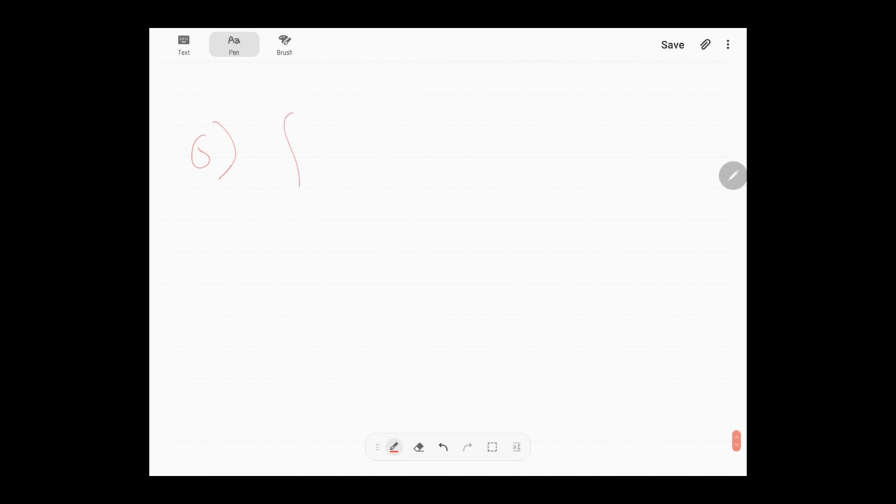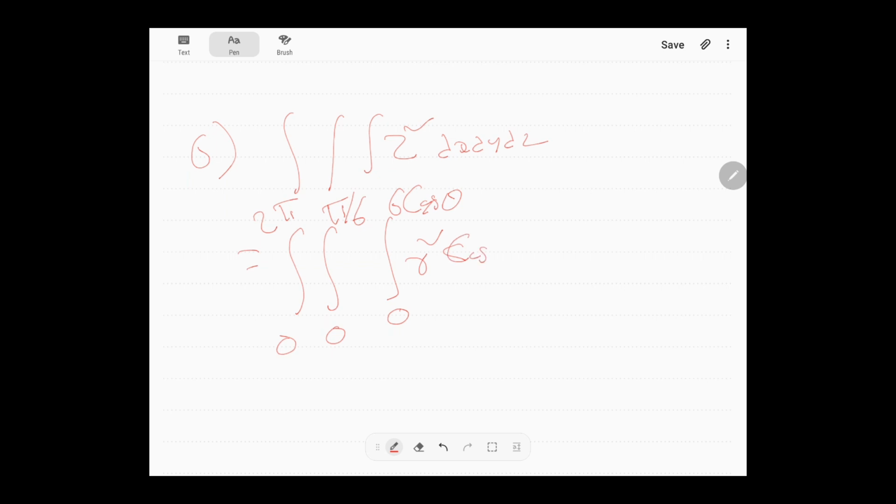Therefore, he has asked the triple integral of z square dx dy dz. This is what he asked. This is a triple integral in polar coordinates, r from 0 to 6 cos theta. The r limits we know, and the theta limits are 0 to pi by 6, that is 30 degrees, and phi from 0 to 2 pi. Z square is there: r square cos square theta, that is z square. And dx dy dz is r square sin theta dr d theta d phi.